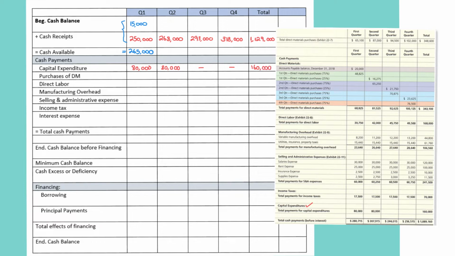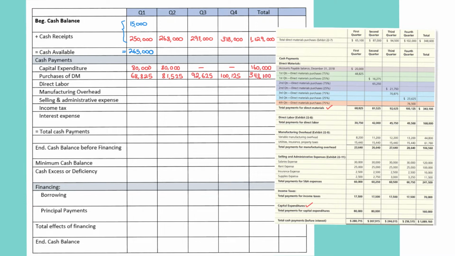Purchases of direct materials, so it's going to be this line. In the first quarter it was 68,825. In the second quarter it was 81,525. In quarter 3 it was 92,625. In quarter 4 it's 100,125. So the total was 343,100.